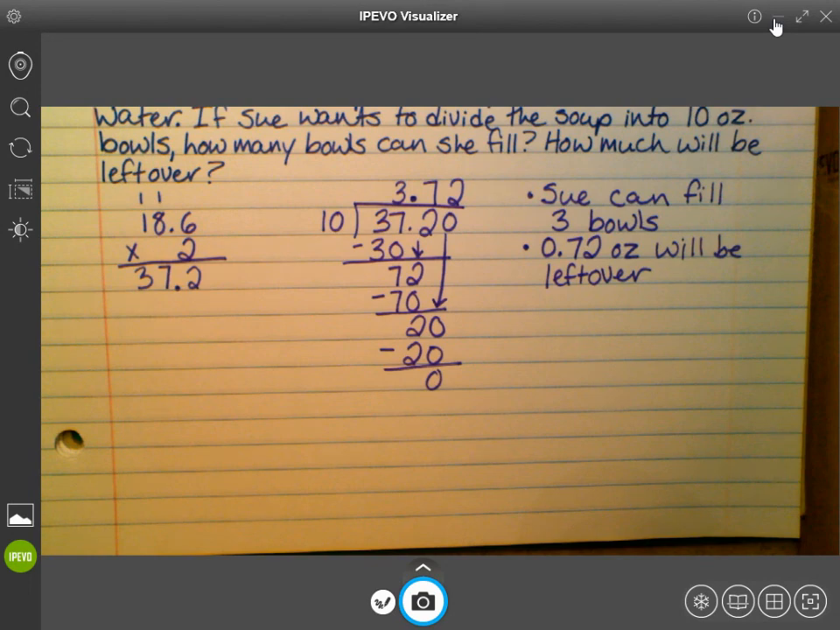Yes, then that would be 7. Well, no, then Elena, did you then say 7 and 2 tenths will be left over? Okay, so you want to make sure you're actually dividing so then you can say that 72 hundredths will be left over. Okay. Or did you say 72 hundredths? Okay. Sounds good.